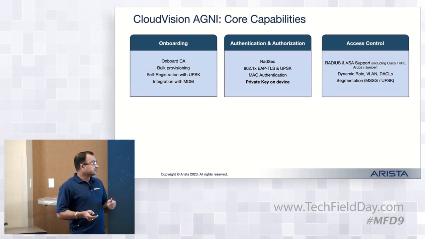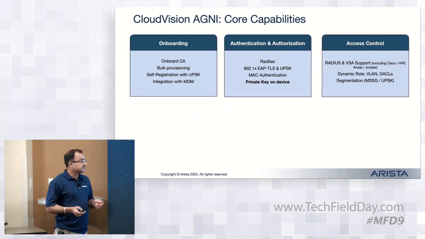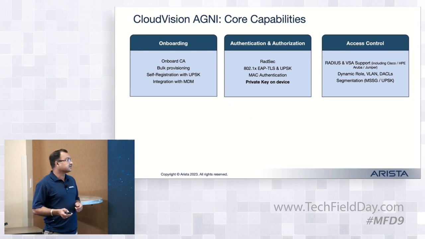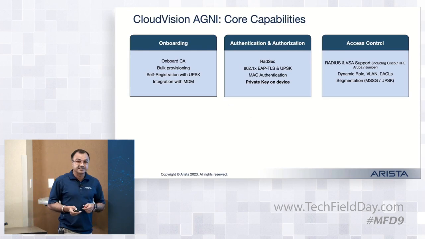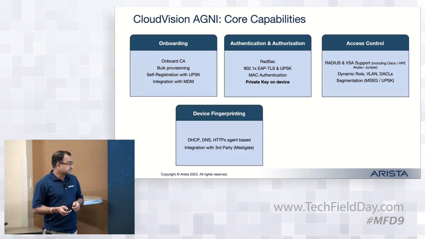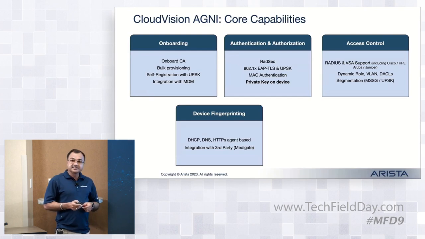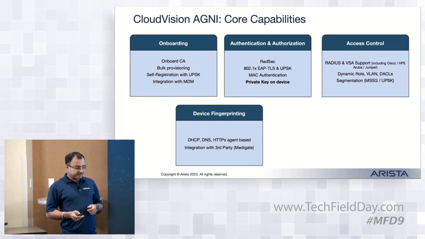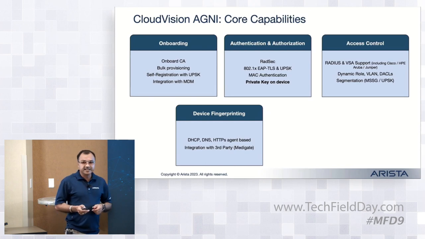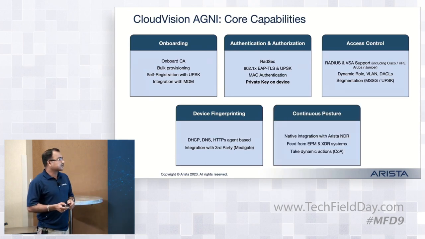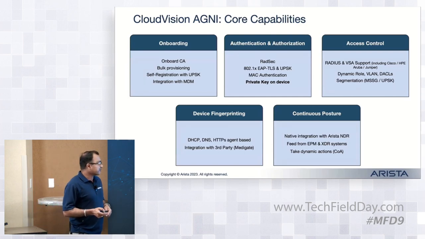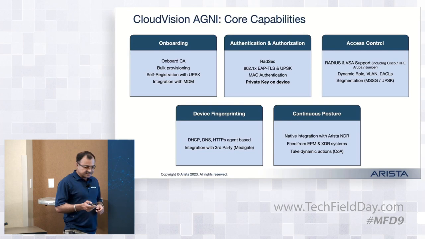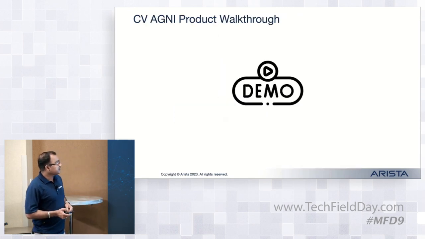For access control, there are the traditional options: VSAs, DACL, ACL, VLAN, and MSSG. MSSG is another key Arista feature, along with UPSK-based enforcement. The system also does device fingerprinting, which helps you identify the type of device so you can frame your segment rules. We also integrate with third-party solutions that provide much wider richness in the profiling of IoT and medical devices. And the system does continuous posture, which I'll mention here.